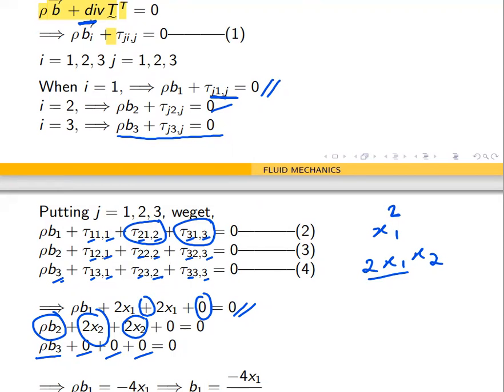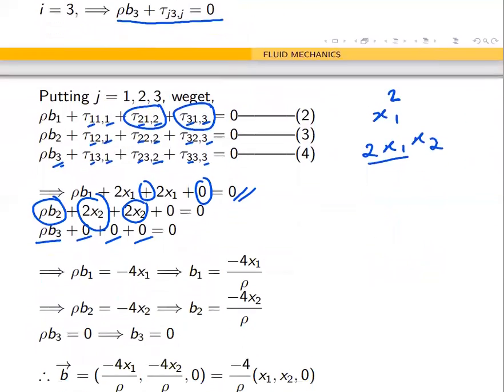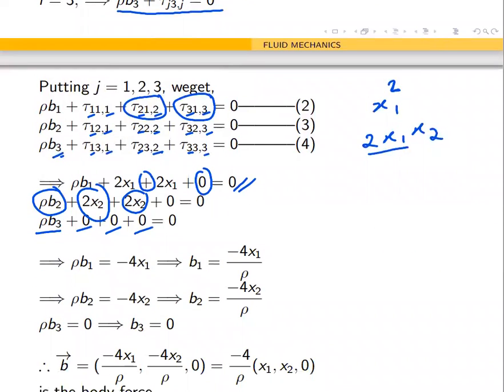Okay, so we have a system of equations now. We have to solve for b1, b2, b3. So what is rho b1 now? From equation 2 simplified, you can give further numbers. You can call this equation 5, this is equation 6 and this is equation 7. From equation 7 we are getting rho b3 equal to 0. So b3 is 0.